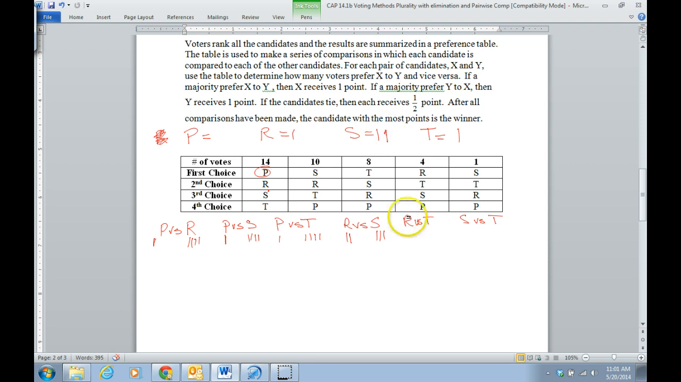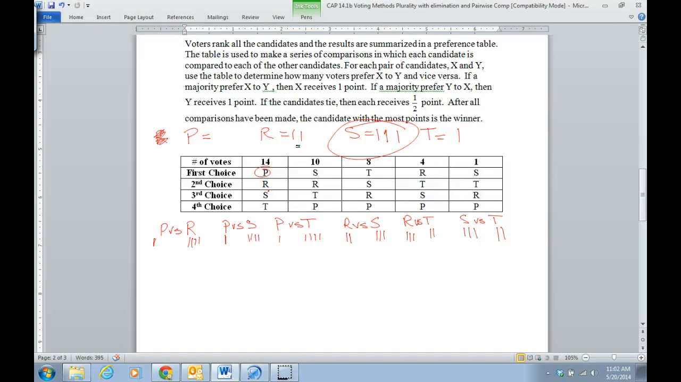All right. Now let's do R versus T. R wins first column. Second column, T wins the third column. R wins the fourth column. And then last column, T wins. So R wins that one. Okay, now we're looking at the very last one, S versus T. So first column, who wins? S. Second column, S. Third column, T. Fourth column, T. Last column, S. So who wins overall? S. S won the election.